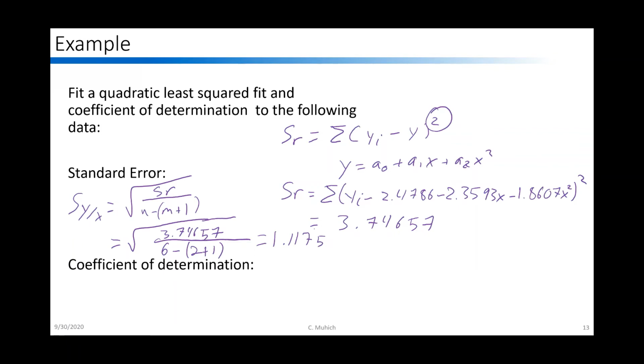We can put this in terms of our coefficient of determination. So that r squared value is St minus Sr all over St. And remembering that St is that variance in y.